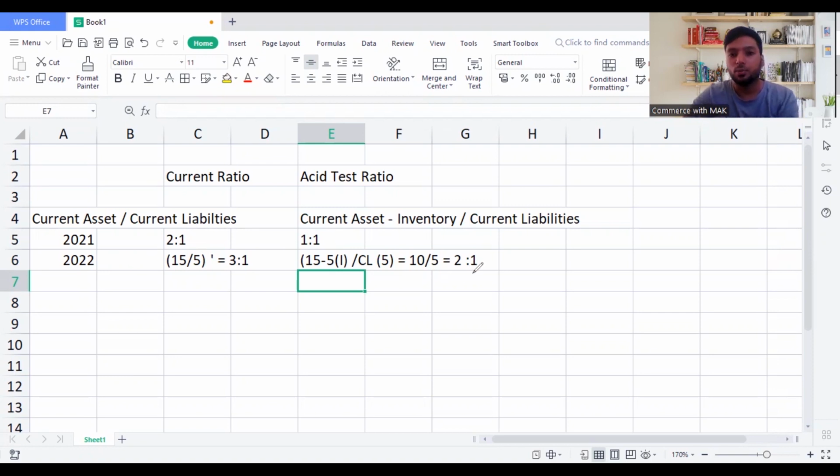So now you always need to represent your answers as 2:1, 3:1. That's the way it works when it comes to liquidity ratios. So there are 2 liquidity ratios according to Edexcel, according to your syllabus. So you need to be very concerned about these 2 ratios. So let's move on to the point.